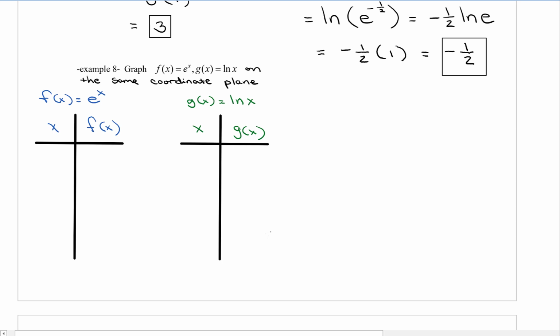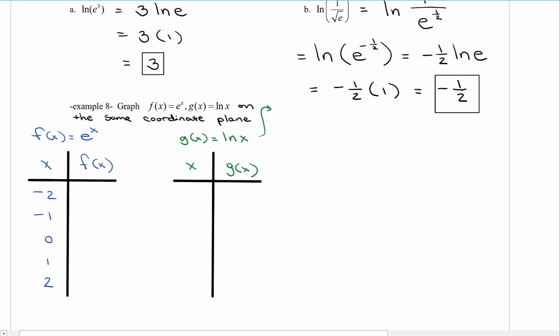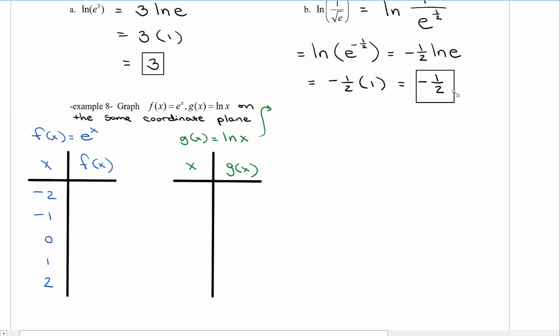For the first f of x equals e raised to the x, for the x values, I'm going to choose -2, -1, 0, 1, and 2. What I'm going to do now is I'm going to rewrite the g of x equals natural log of x in exponential form. First, I'm going to write it. Actually, I don't have enough space. I'm going to lasso the work I had here for my previous example, shrink it, and move it upwards slightly so I have more space to write.